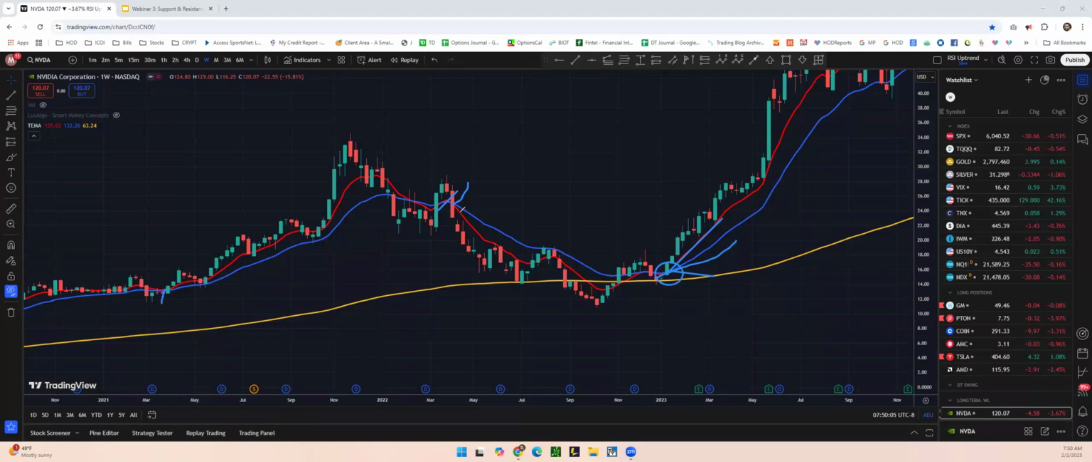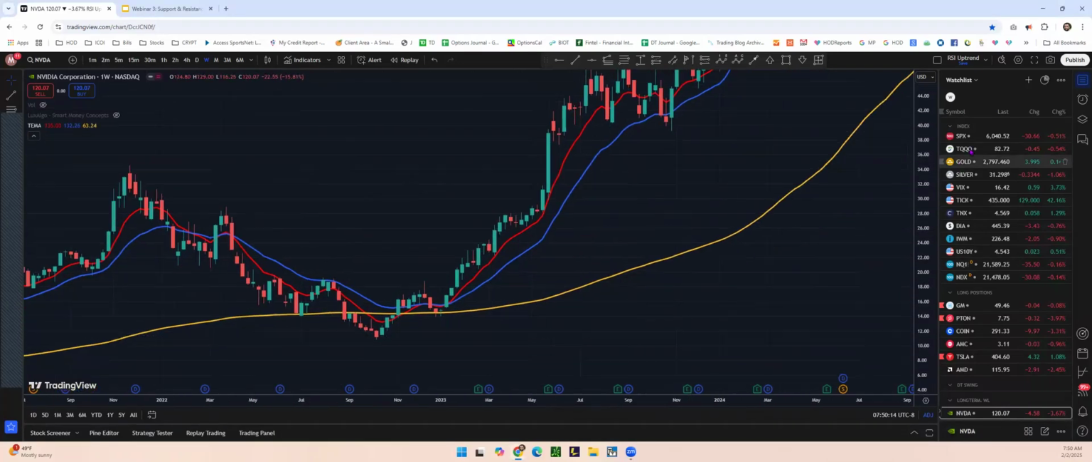It may not be as accurate. You may not get the exact bottom. You may not get the exact top, which nobody really does. But that's a strategy in itself. So let's see how this strategy plays out, right? So let's say we get in right here.